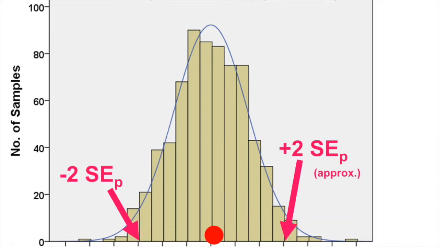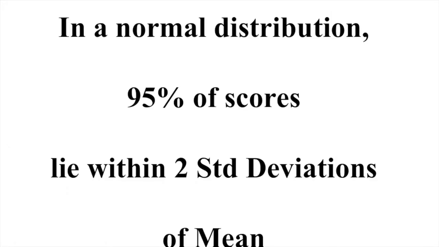And we can identify the value of p that is about 2 standard errors above the expected value, and we can also identify the value which is 2 standard errors below the expected value. We know in a normal distribution, 95% of our scores will lie within 2 standard deviations of the mean. So this is all based on the central limit theorem, and it guarantees that the sampling distribution of p is normal, and that the standard error is the standard deviation of the sampling distribution.